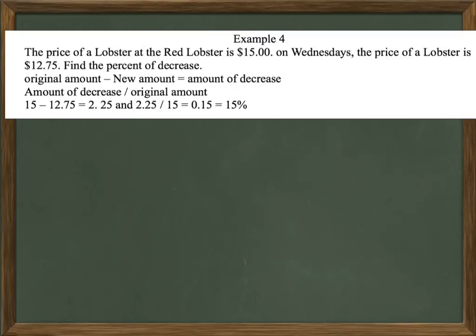So our last example is that the price of a lobster at Red Lobster is $15. On Wednesdays, the price of a lobster is $12.75. Find the percent of decrease. So our formulas are the same. Original amount minus the new amount is our amount of decrease. Amount of decrease divided by original amount, that's the other one.